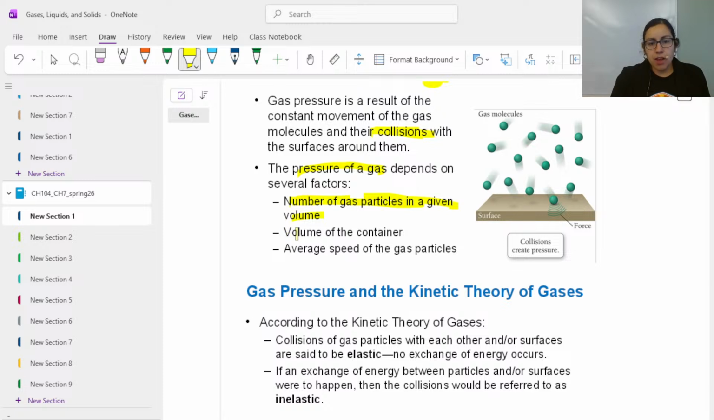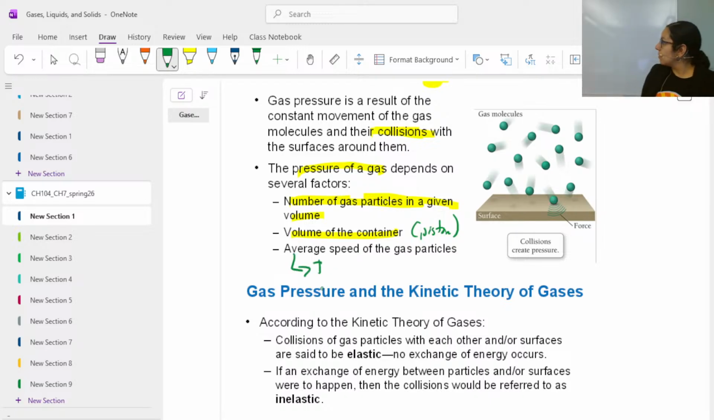And then we'll also see how our volume can affect it, especially if we change the volume. A piston would be the most appropriate kind of analogy, where you can actually compress the gas. And then we'll look at average speed, which basically relates to temperature. So we'll look at what the speed versus temperature distribution means.